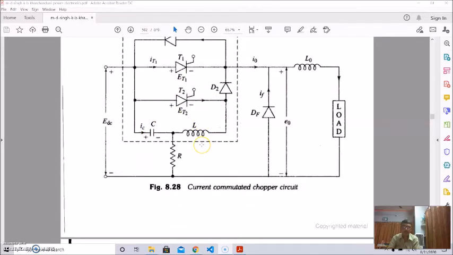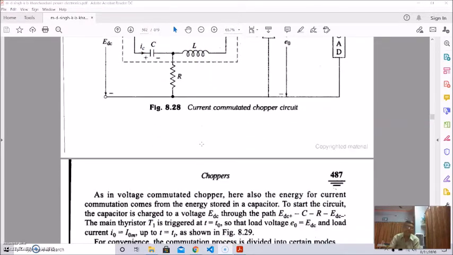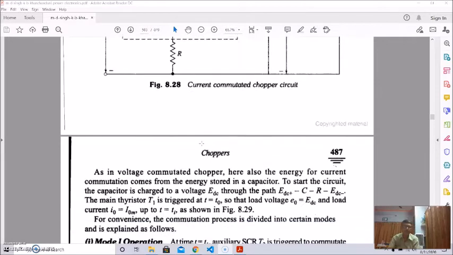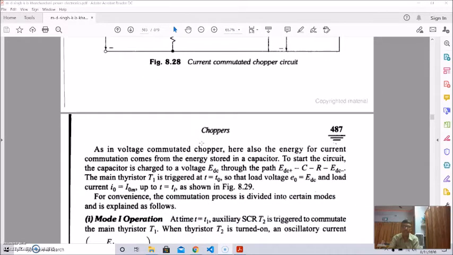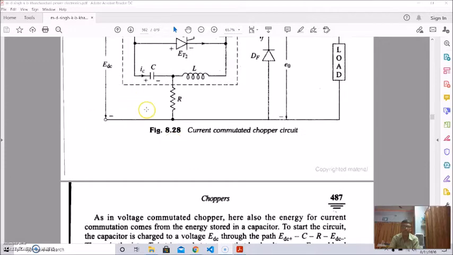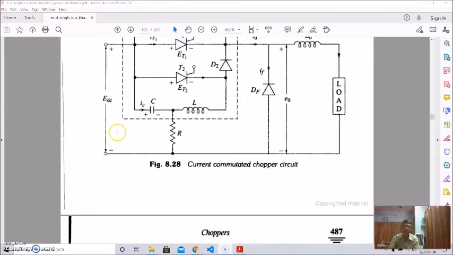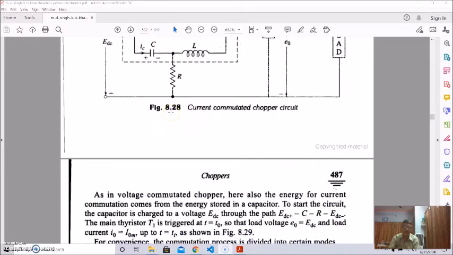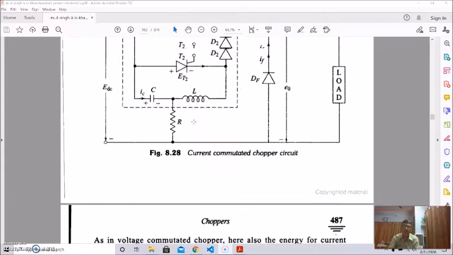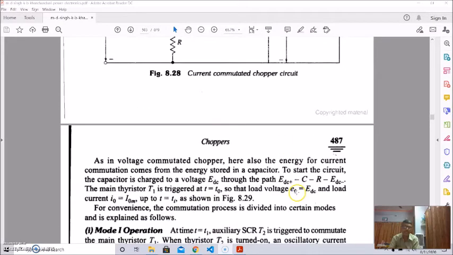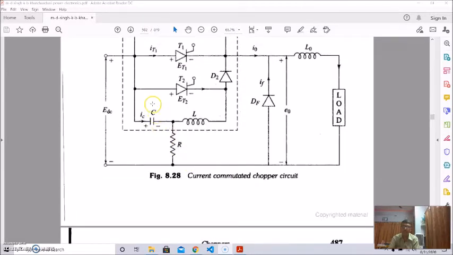As in the voltage commutated chopper, here also the energy for current commutation comes from the energy stored in a capacitor. To start the circuit, the capacitor is charged to a voltage EDC, as in voltage commutated choppers, through the path EDC positive, C, R, and EDC negative. This is the charging circuit of the commutating capacitor.